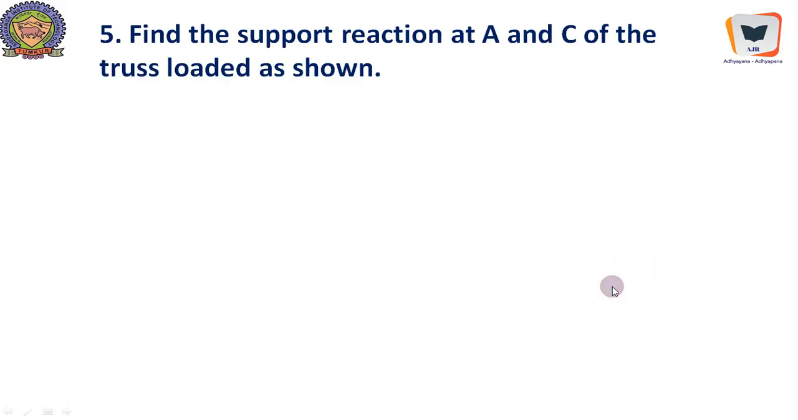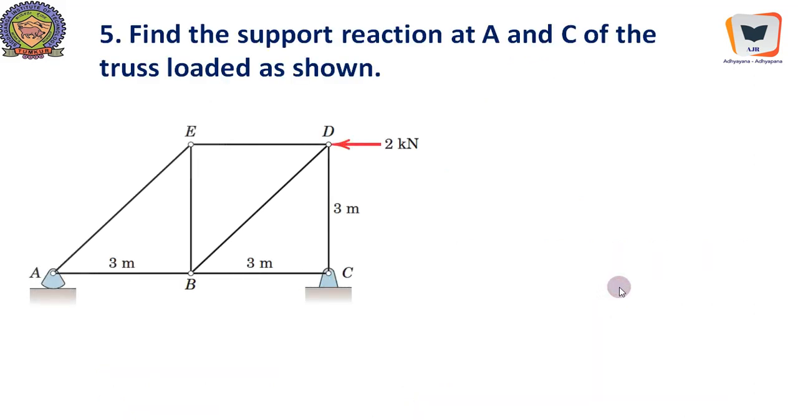27.3 kilonewton. Now find the support reaction at A and C of the truss loaded as shown. This is some kind of a structure which is used for roofing or railway purposes, and connecting a gap.